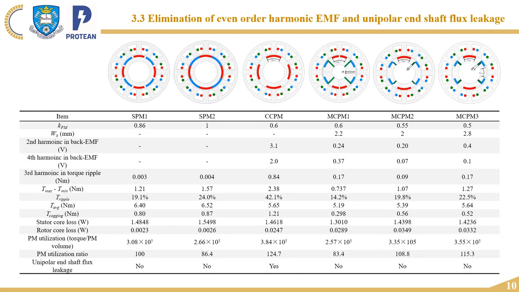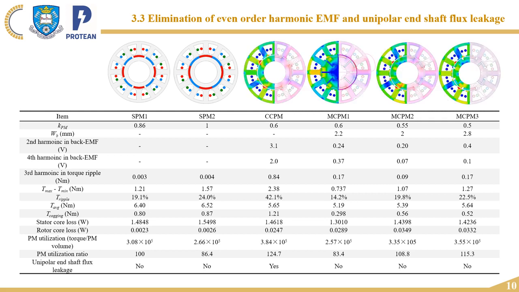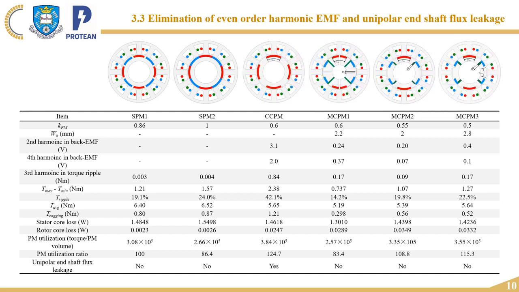Here are the results. We can see that for the 3 MCPM machines, the torque ripple is much smaller than that of the conventional one. And for MCPM3, the average torque is almost the same as the conventional CPM. Also, the proposed 3 machines have lower core loss. This can be explained by the lower saturation level in both stator and rotor cores. What's more, for MCPM3, although the PM utilization ratio is lower than that of the conventional consequent pole machine, it is still much larger than that of the SPM machine.